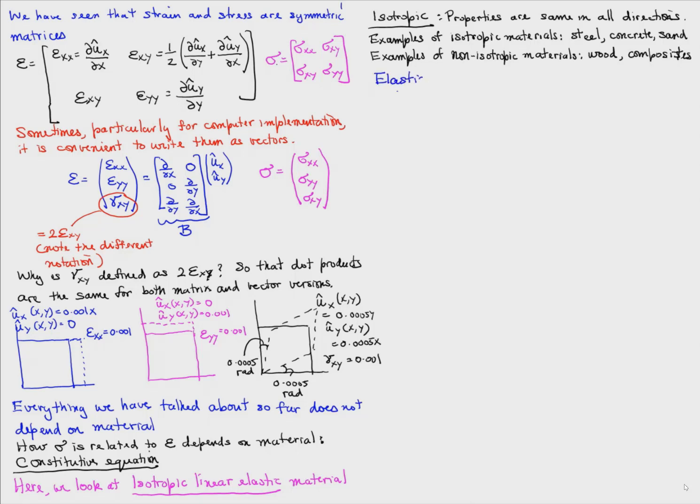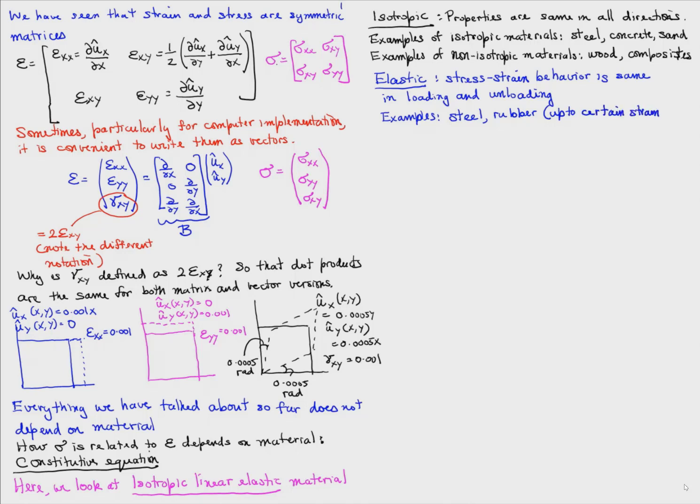A material is called elastic if the stress-strain behavior is the same in loading and unloading. Examples of elastic materials are things like steel, rubber, up to a certain level of strain. Beyond a certain level of strain, we know, for example, that steel doesn't load and unload in the same way, but up to a certain strain level, these are elastic. Linear, we already know what linear is. We've talked about linearity of functions. So, for example, if I double the strain vector and that results in doubling the stress vector, that means the material is linear.